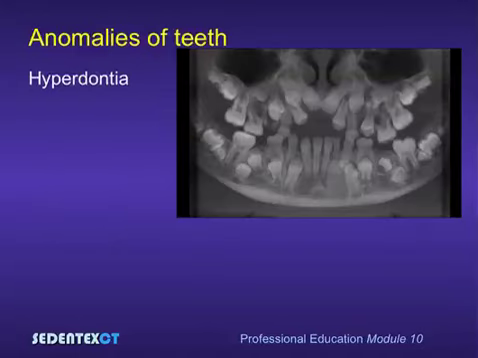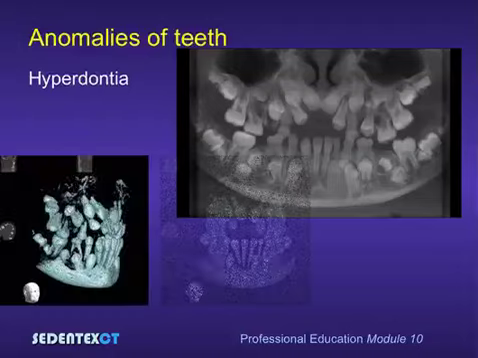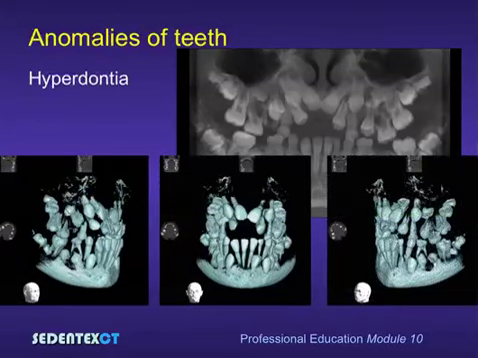This is a particularly striking example where this patient has multiple unerupted supernumerary teeth. In fact, this is a patient with cleidocranial dysostosis. Here we can see some three-dimensional or volume rendered images, and you can appreciate here how much easier it is to try and interpret relative positions.